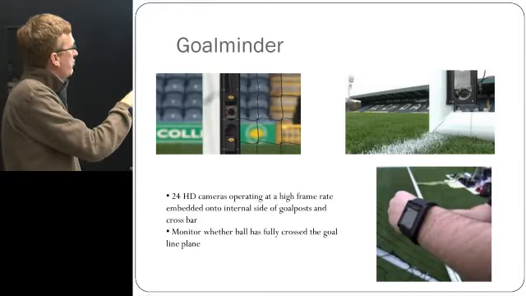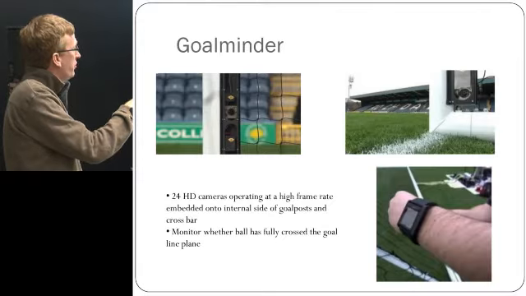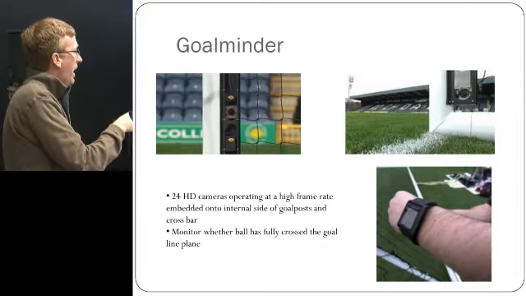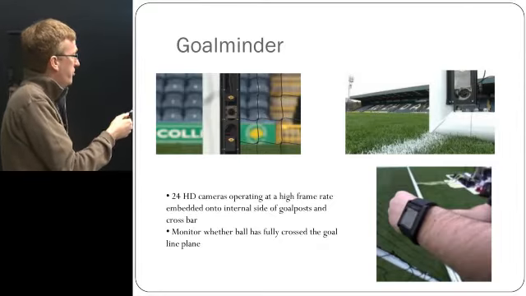They basically have 24 high-definition cameras in a structure that's directly behind the goalpost. So that's the goalpost here in white. Here's some of the cameras on behind the goalpost. Here's at the bottom of the goalpost. Same across the top bar. And basically, it's a video-based system.